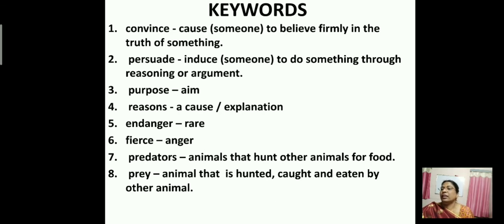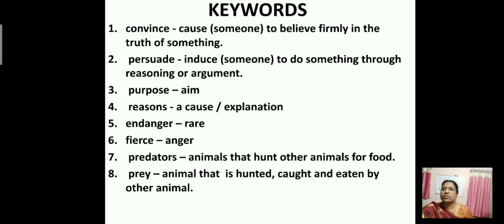Then endangered. Endangered means rare. So very rarely you find the species. Then predators. Predators are animals that hunt other animals for food. So we call them predators. A lion is a predator. Then prey. Prey means an animal that is hunted, caught and eaten by another animal. So a goat is prey for a lion.